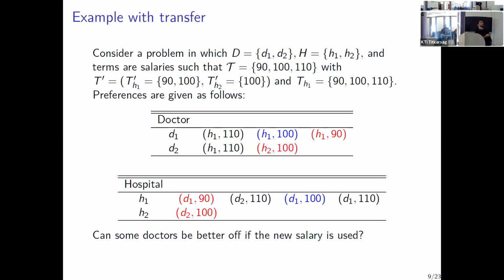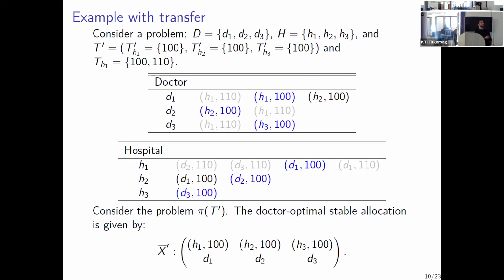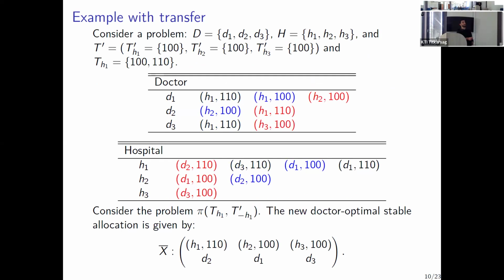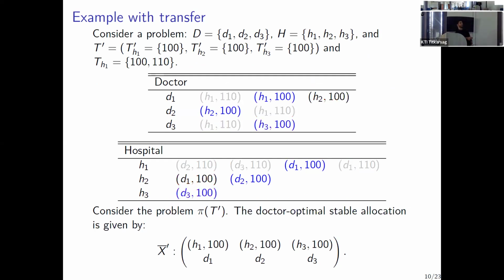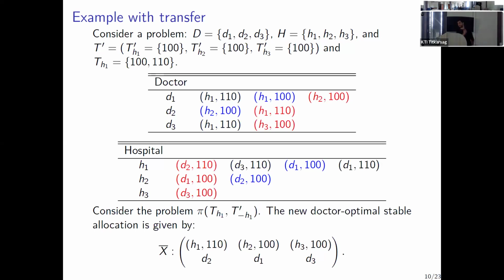But when the term is used, in this example, once again I have two stable allocations, the one in blue and the one here, which is the hospital optimal stable allocation. And by offering a new term, H1 is better off because the term is used. The hospital optimal stable allocation was this one, and by offering a new term, we got this one, the one in red. So once again we shrink the set of stable allocations, but this creates a new hospital optimal stable allocation.